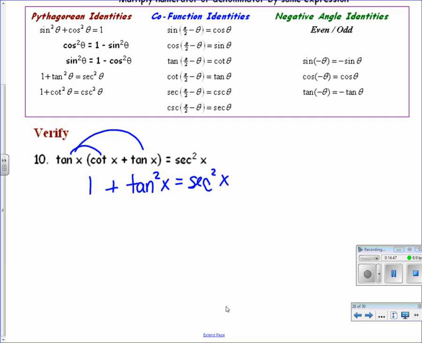Okay, so 1 plus tangent squared, you should be thinking, oh, Pythagorean identity. So that's like right here. So therefore, secant squared of x equals secant squared of x, and we're done. We're not going to divide both sides by secant squared of x to get 1 equals 1. You could, but don't need to. I got secant squared of x equals secant squared of x. We're good.